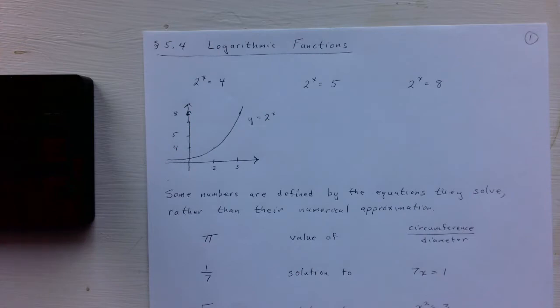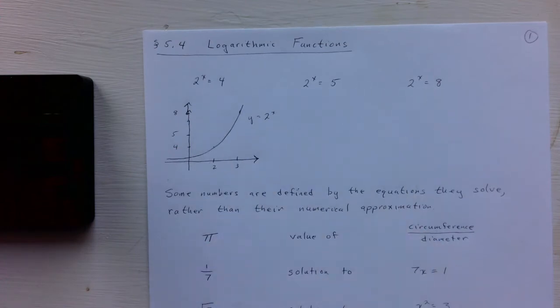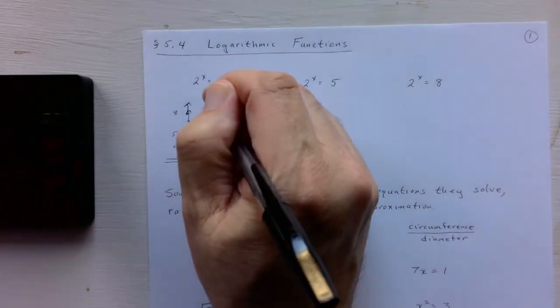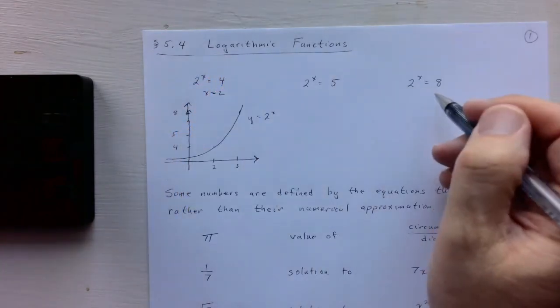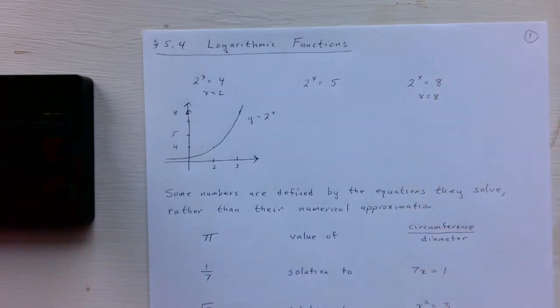We start with these three exponential equations, and two of them we can solve right away. We know 2 squared is 4, and 2 cubed is 8. And with 5, we don't think of 5 as a power of 2, right? But it turns out that it can be written as a power of 2 as long as we allow x to be a number that's not an integer or a whole number or even a fraction.